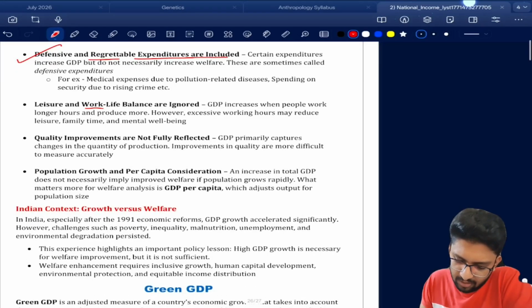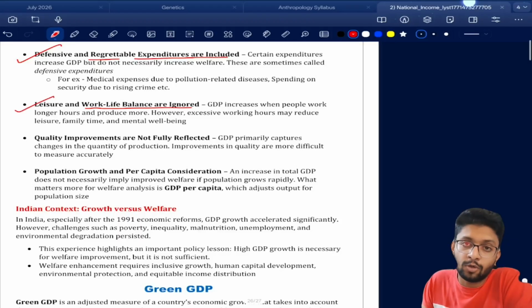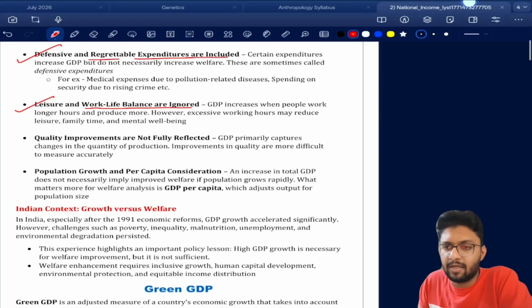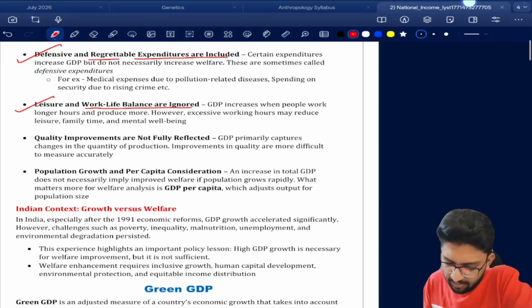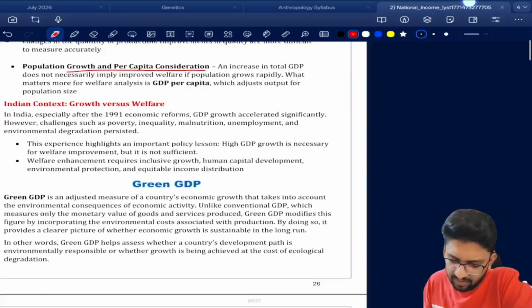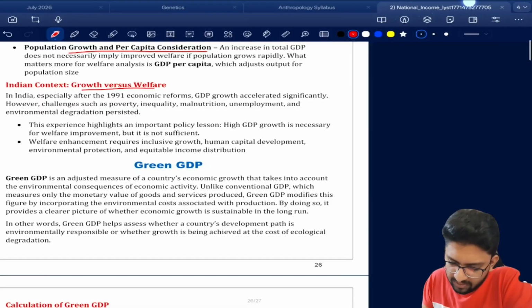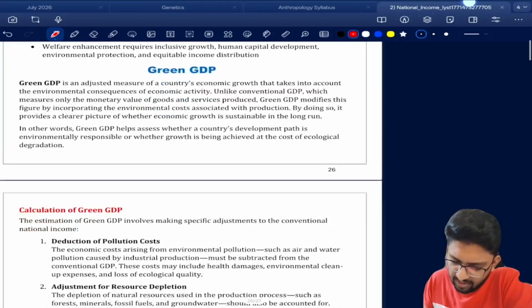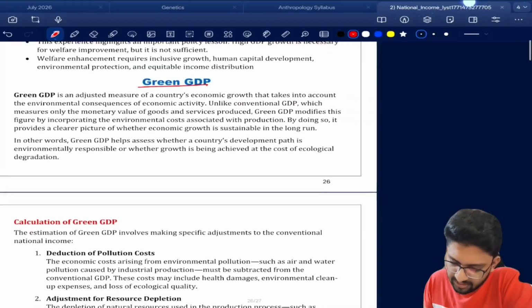Leisure and work-life balance are ignored, like quality of life, quality of roads, quality of public healthcare, education is also ignored. Quality improvements are not fully reflected. Population growth and per capita consideration. Okay, fine. Indian context, growth versus welfare. We know this dilemma. Green GDP, let us see what green GDP has to offer.